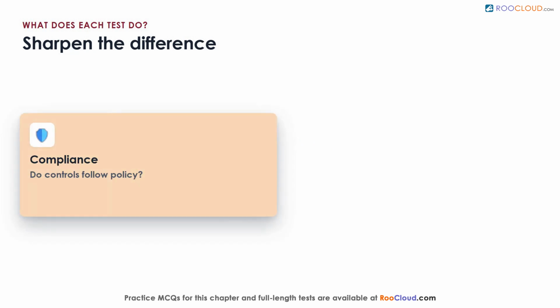Let's make the difference sharp. What does a compliance test do? It checks whether controls follow management's policies. Say you worry about a program library control. You might sample programs to confirm the versions match. It tests that a defined process truly exists and works.